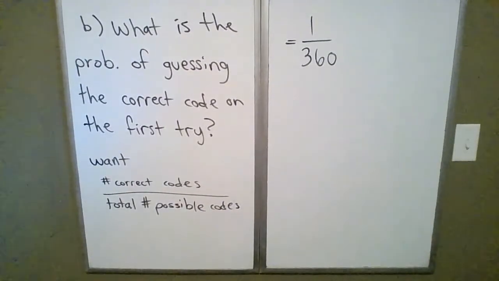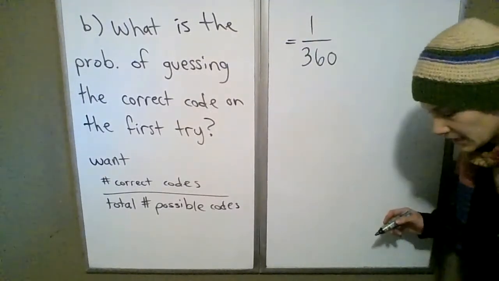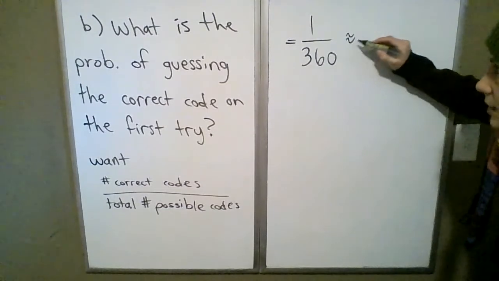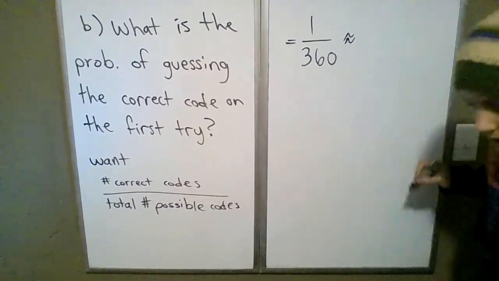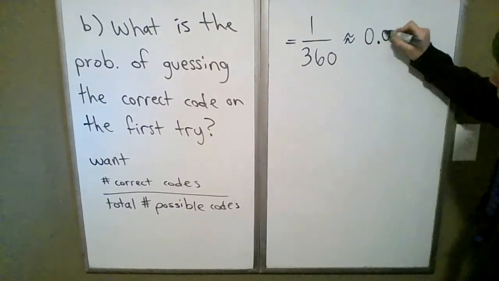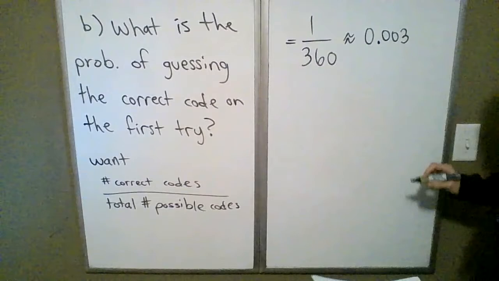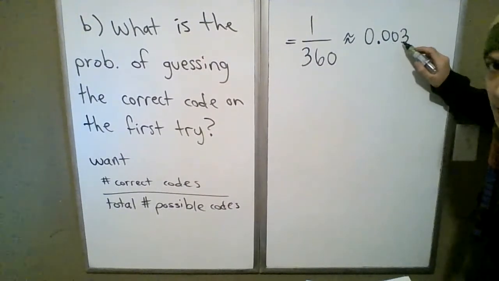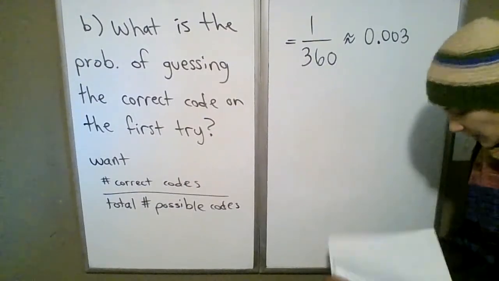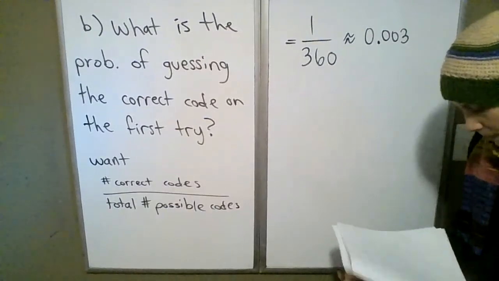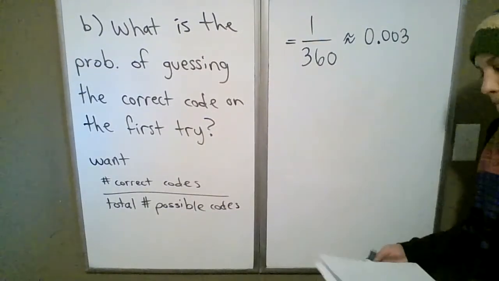All right. So I did write this as a decimal on a test. You could leave it as a fraction or a decimal, or you can change it to a percentage if you want to. This would be about 0.003. If you want to change it to a percentage, it would be 0.3%. It's a very small chance. Okay.